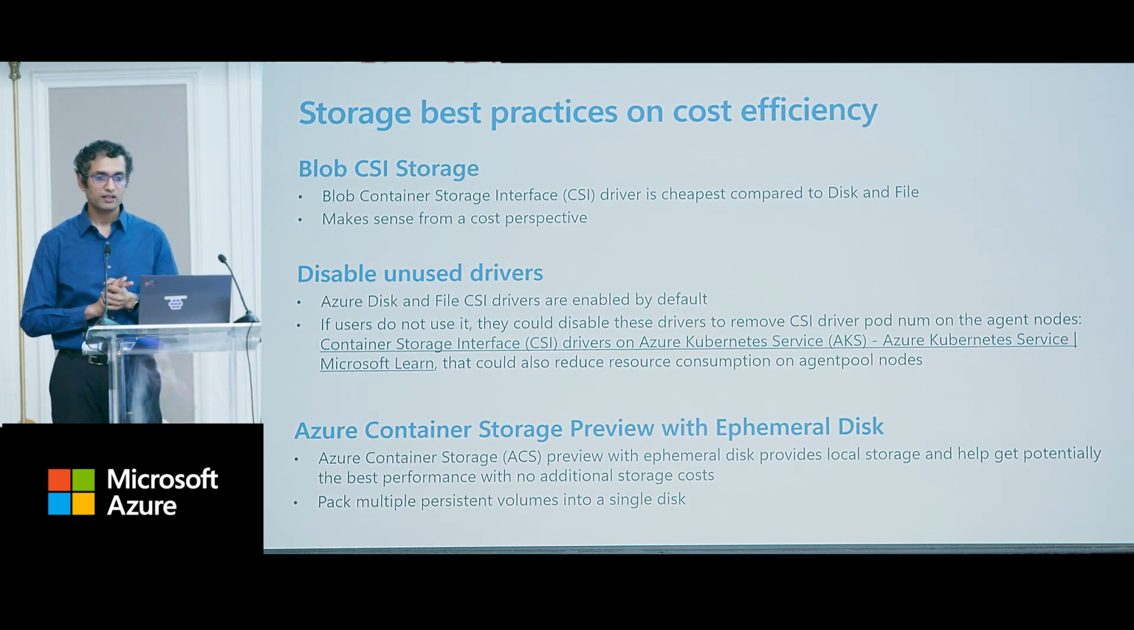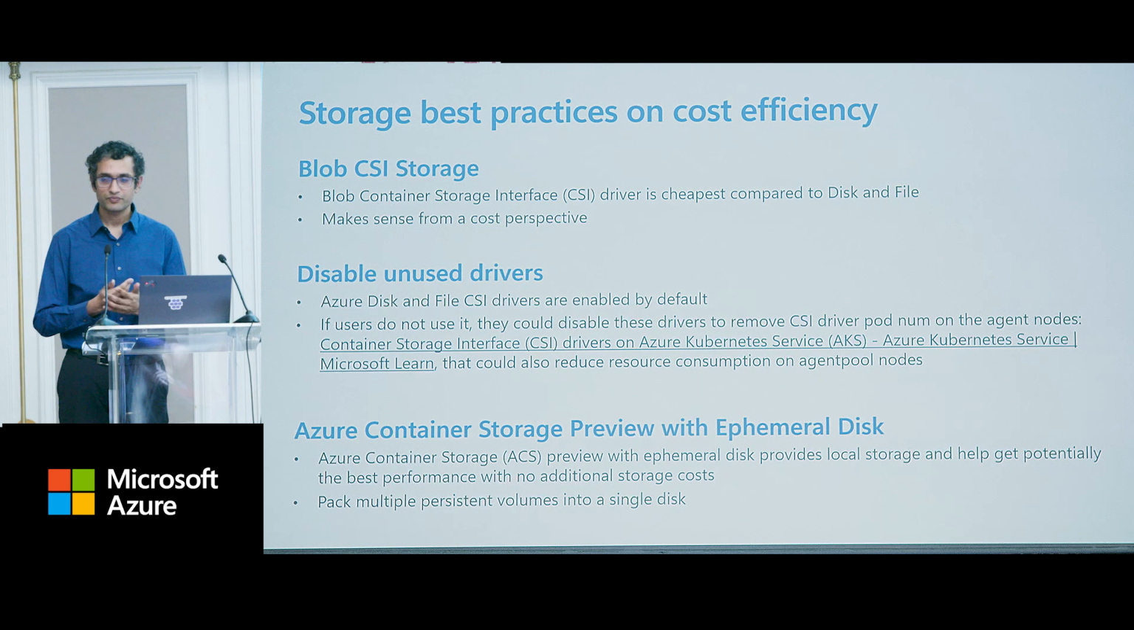On the storage side, for better utilization and cost efficiency, Blob CSI storage makes more sense because it's cheaper than disk and file offerings. You can disable the Azure File and Disk CSI drivers, which are turned on by default, if they are not used for your scenarios. Azure Container Storage preview with ephemeral disk provides local storage and helps get the best performance at no additional storage costs. You can pack multiple persistent volumes into a single disk here.